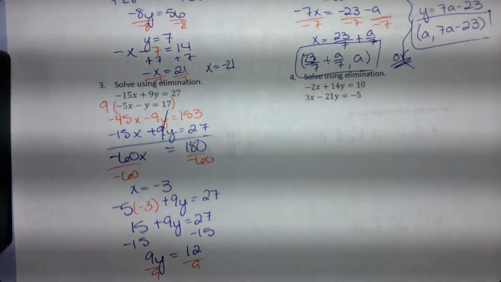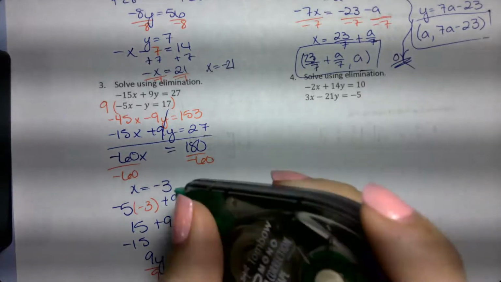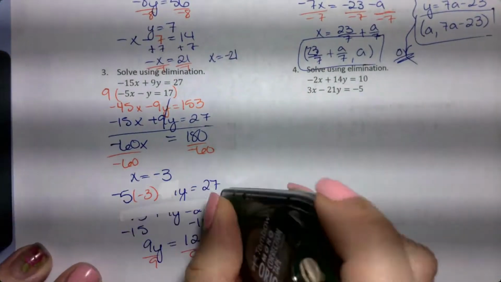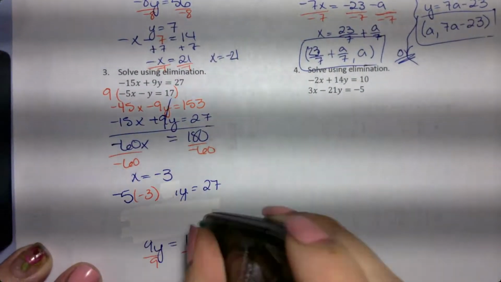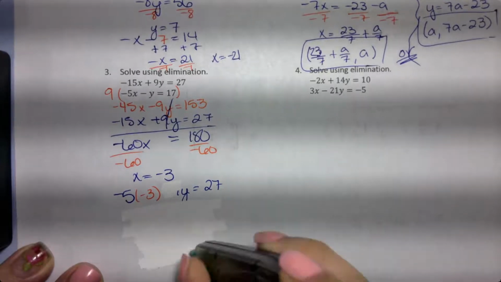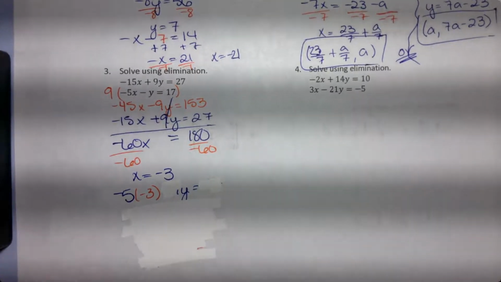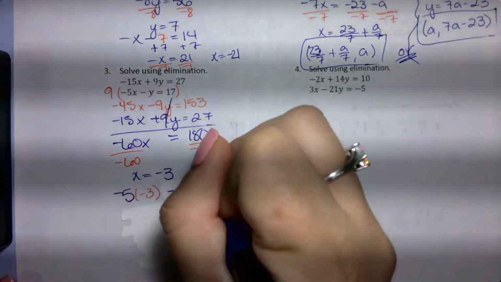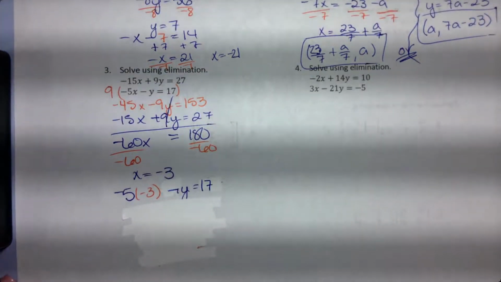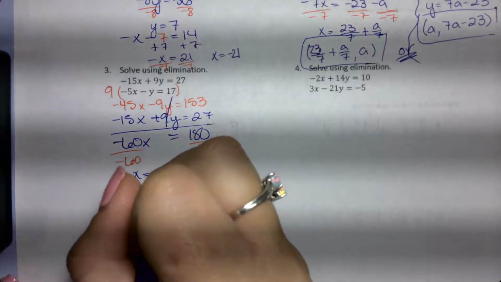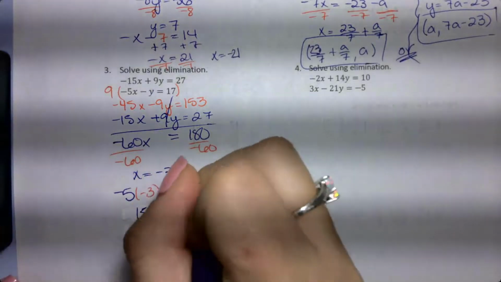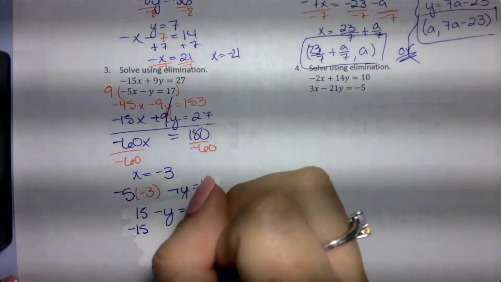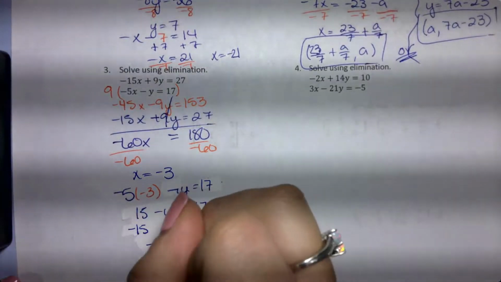I messed up. The equation I was plugging into was the bottom equation. Let me go back. So on the bottom equation, it's negative 5x minus y equals 17. There we go. So negative 5 times negative 3 gets me positive 15 minus the y equals 17. I want to subtract 15 on both sides. I get negative y equals 2.